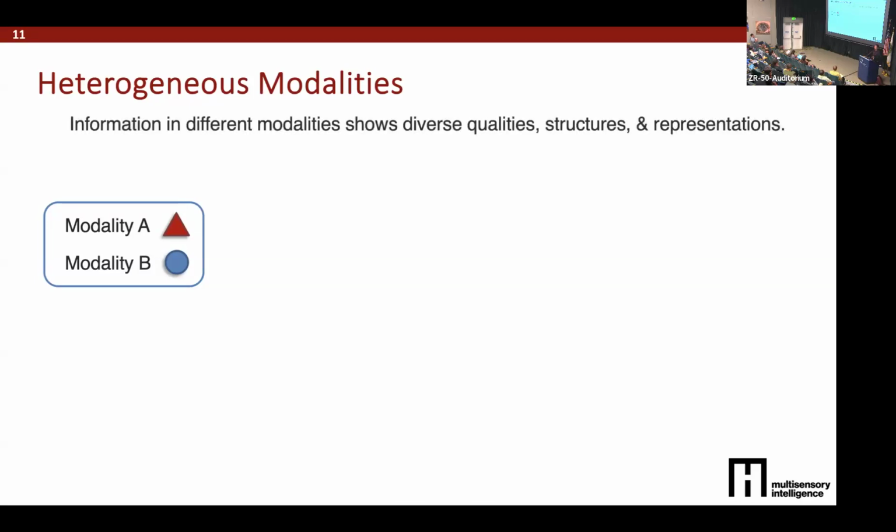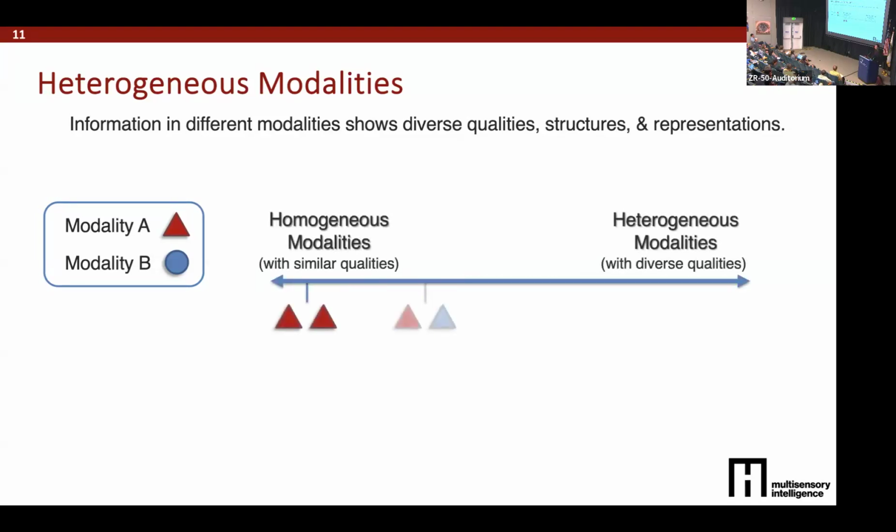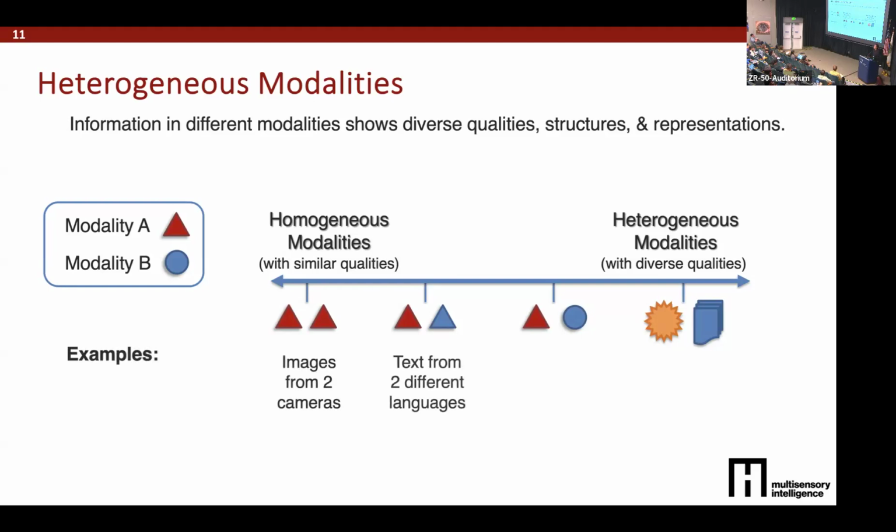And you can roughly think about this as the fact that you have different modalities, they show different information, different qualities, structures, and representations within these data modalities. And again, you want to think about heterogeneity as a spectrum. So a spectrum from cases which are more homogeneous, more similar, to more heterogeneous with more and more different qualities. So images on 2 different cameras. That is still a multimodal problem, but a problem which is more homogeneous in nature because they're both imaging problems of the same phenomenon, although they might have differences due to different camera angles.